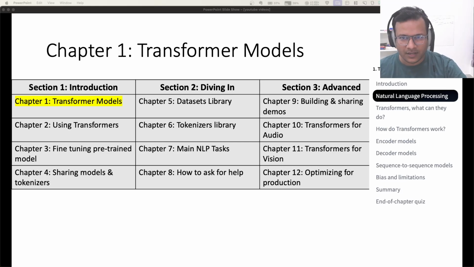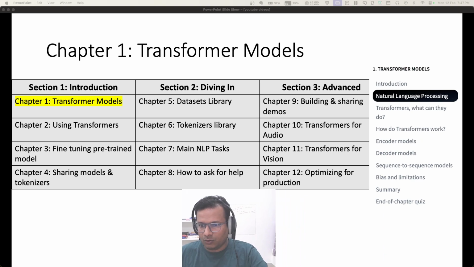Okay, so let's get started with chapter one, transformer models. In the introduction section, where we are going to learn how to use, implement and fine tune large language models, the most important part would be the introduction, and we have to master this. And on this, we are going to build subsequent knowledge, right?